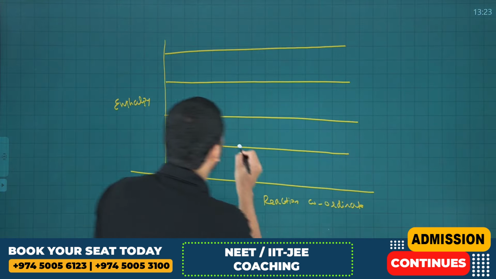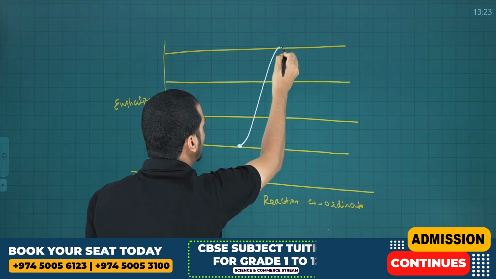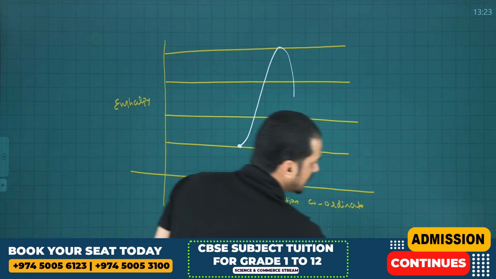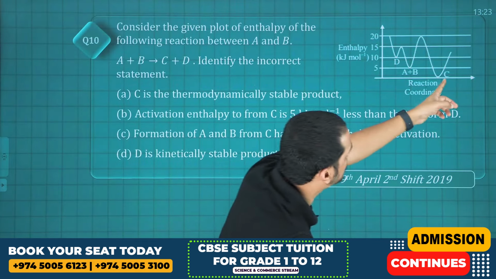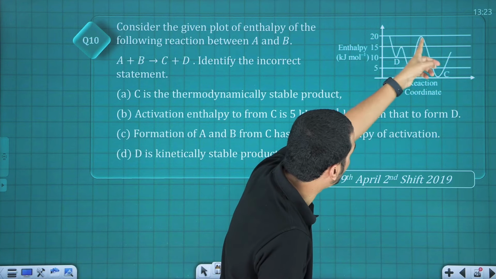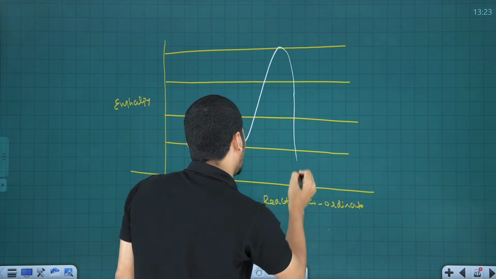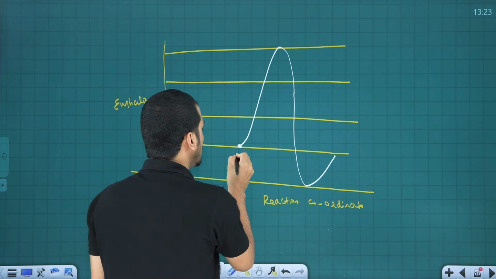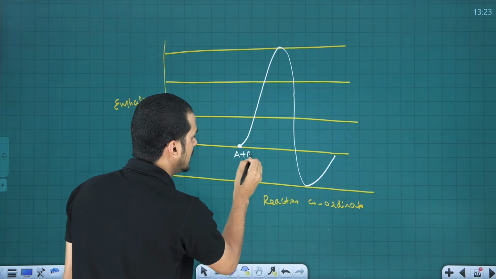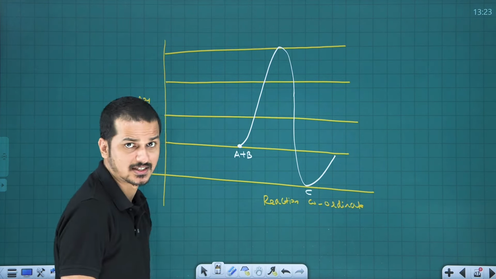I can draw like this. It is increasing up to 20, then it is decreasing. Correct? It is decreasing up to where? Up to where they are forming C. So it will come down. I can draw it here, it comes down and then goes like that. So here is A plus B, here is the C. Ready?